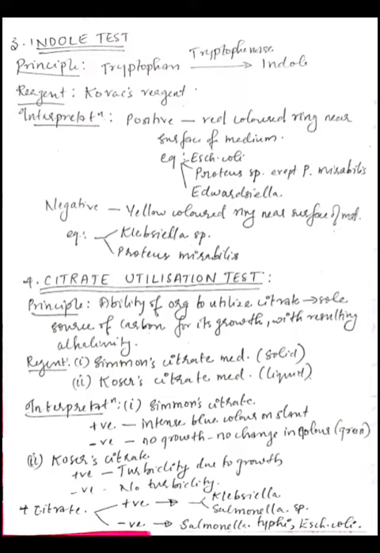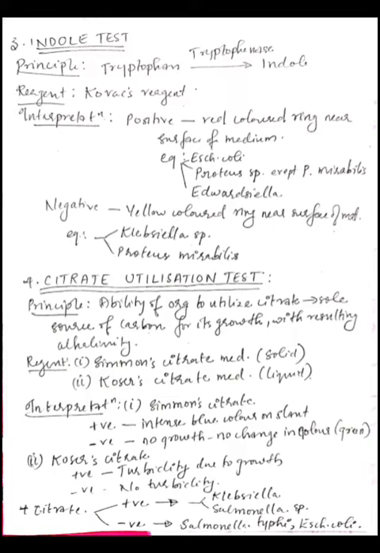The fourth test is the citrate utilization test. The principle is the ability of an organism to utilize citrate salt as a sole source of carbon for its growth, with resulting alkalinity. The media used are Simmons citrate medium, which is a solid medium, and Koser citrate medium, which is a liquid medium.